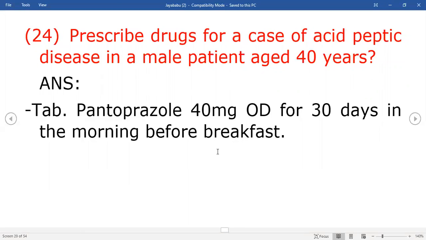So that's it. Before concluding the class, I would like to brush through once again what are the parts of a typical prescription. On the left side, you're supposed to write the name of the patient with name, age, gender, address. On the right top, you're supposed to write doctor, qualification, registration number, that is your hall ticket number, and then your contact number.